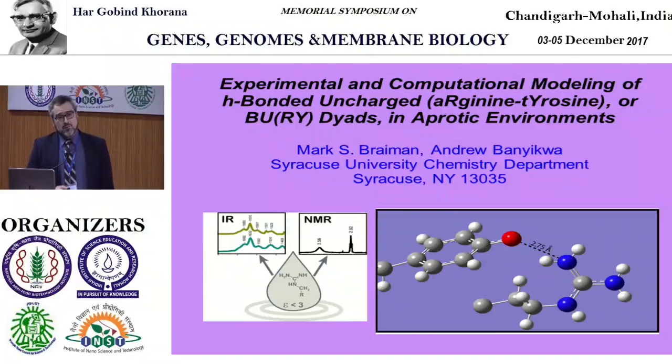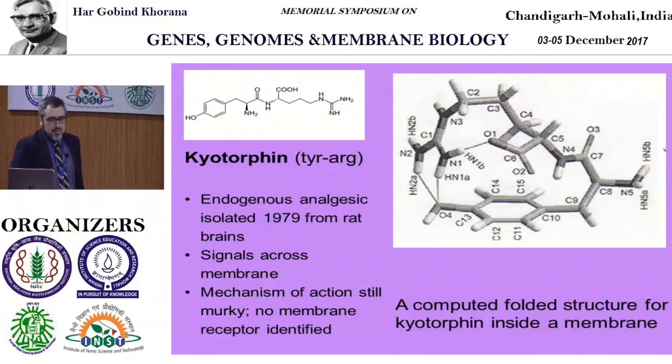This is true not only for those membrane proteins, but also for some other membrane proteins that have been looked at lately. So, for example, voltage-gated ion channels. And even this example of one of the smallest proteins, actually just a dipeptide, that involves arginine is the endogenous brain analgesic Kyotorphin. This is just tyrosine-arginine, and it was first isolated in 1979 from rat brains.